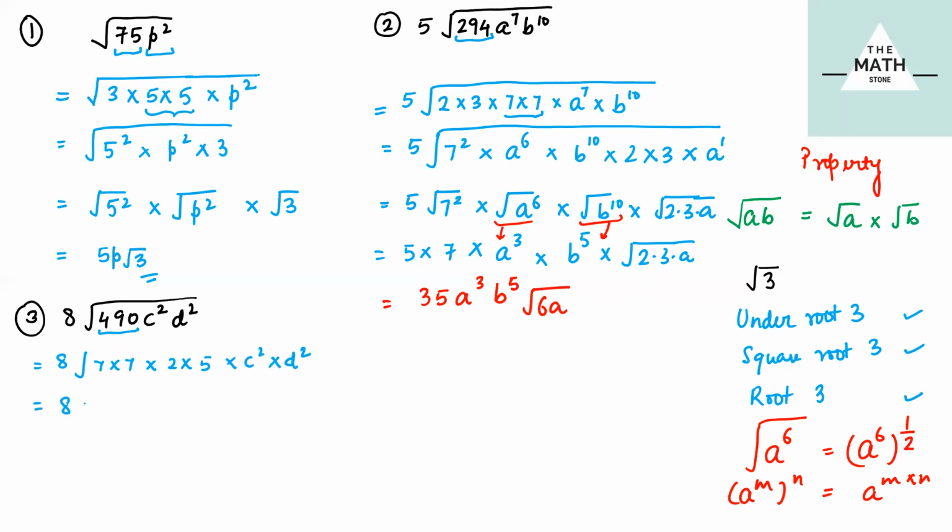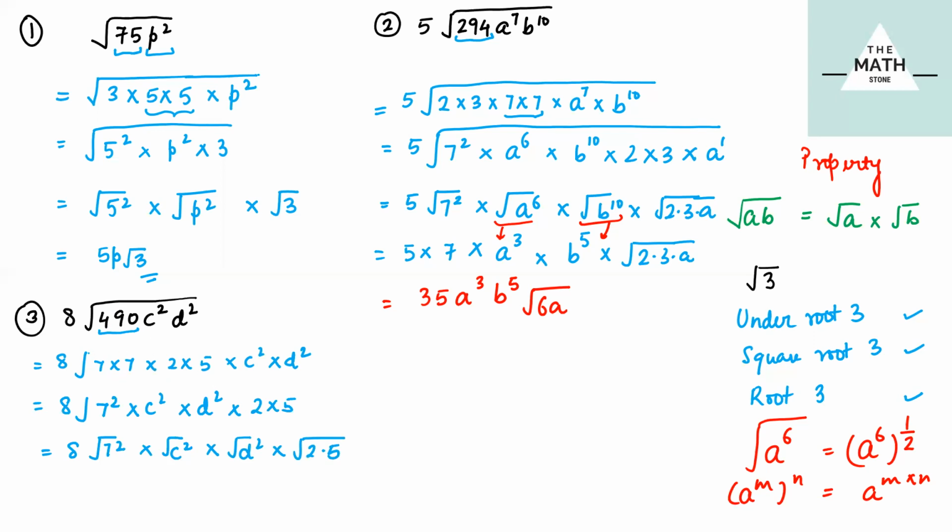Okay, then I group the perfect squares. So I get 7 square times c square times d square times 2 times 5. So 8. Then I apply the multiplication property. So I get the square root of 7 square times the square root of c square times the square root of d square times the square root of 2 times 5.